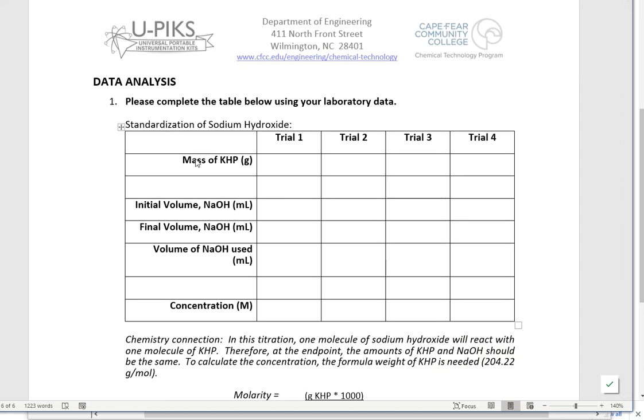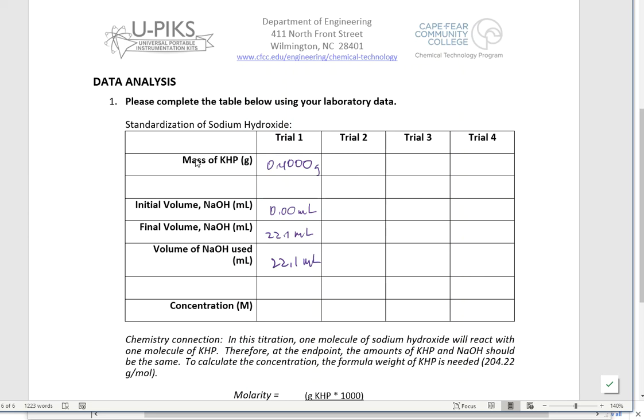So the data sheet here, mass of the KHP. All right, so let's say 0.4000 grams. Let's just say that's what I got from the first trial. Next, the initial volume of sodium hydroxide on the burette. Most of you are going to fill this up to the zero mark, and that's where you'll start. So zero will be there. The final volume is where the solution turned pink. So let's say that this was 22.1 milliliters. I don't know. Again, I just made that up. Volume of the NaOH used, well, that's 22.1 minus 0. So we've used a total of 22.1 mLs.